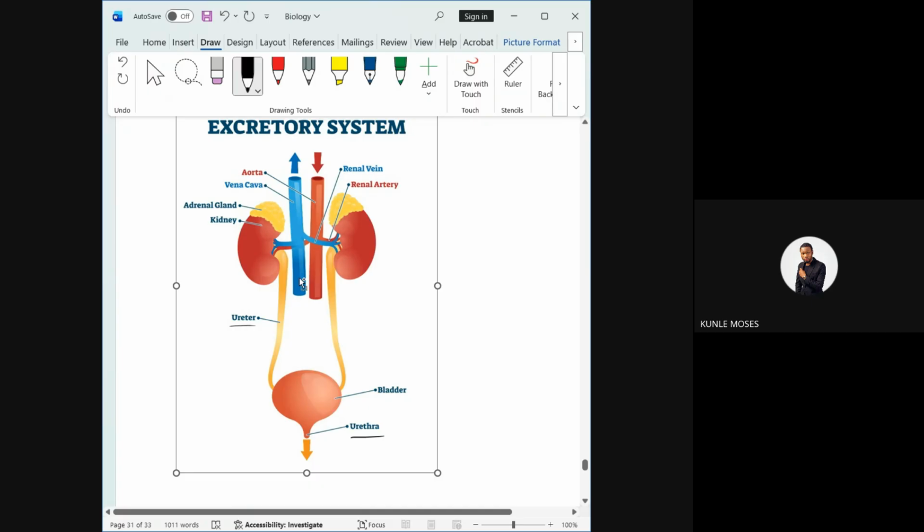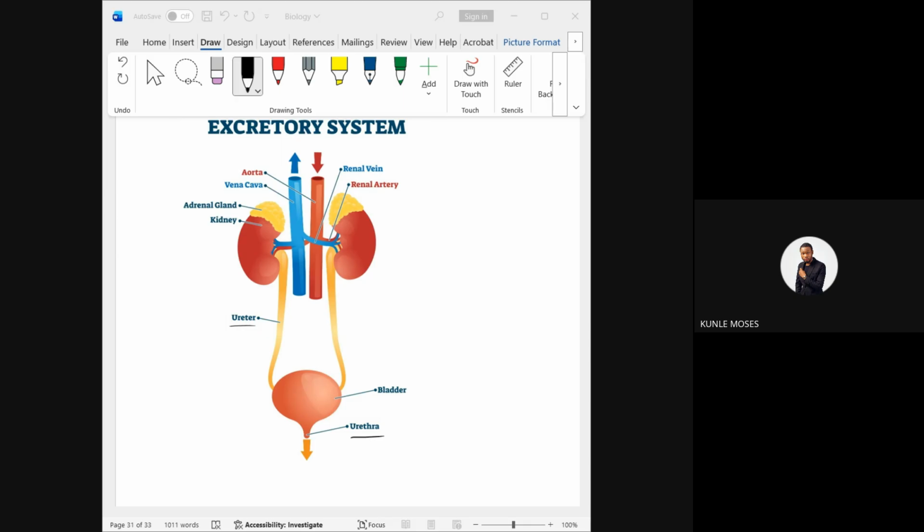Okay, Stephanie, what's the issue? It's about this diagram. I didn't understand what you're saying. Do you understand the diagram? No. Is it the excretory system or the digestive system? The excretory system. This is the diagram of the excretory system.